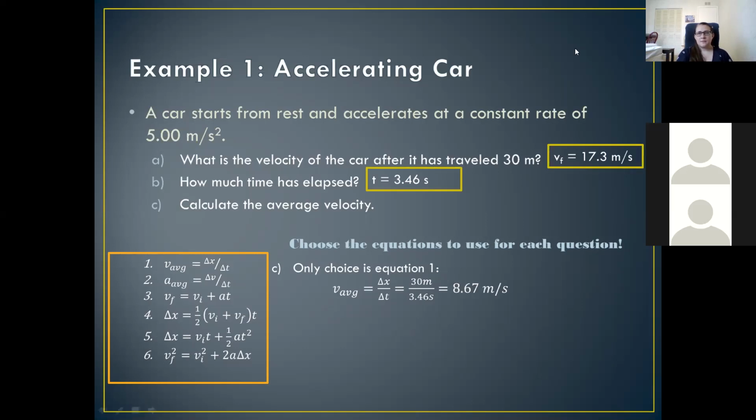All right, calculate the average velocity. Well, there's really only one choice in this case, right? There's only one equation that contains average velocity as such. Equation 4, remember I had said 1/2 (VI plus VF) is technically the same thing as average velocity, but clearly number 1 seems the very simple choice. So average velocity is our change in position, 30 meters, over our change in time, 3.46 seconds, and that gives us an average velocity of 8.67 meters per second.